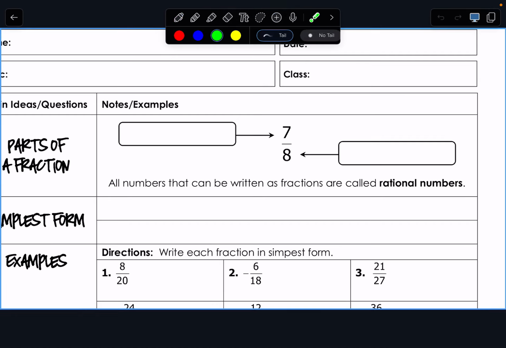Fernando, what is this called up here? Above the fraction bar, what do we call that? Thank you for helping him. So we have a numerator, and then the number underneath the fraction bar is the denominator.